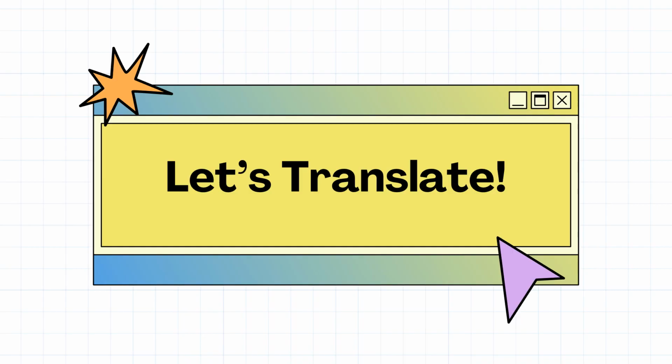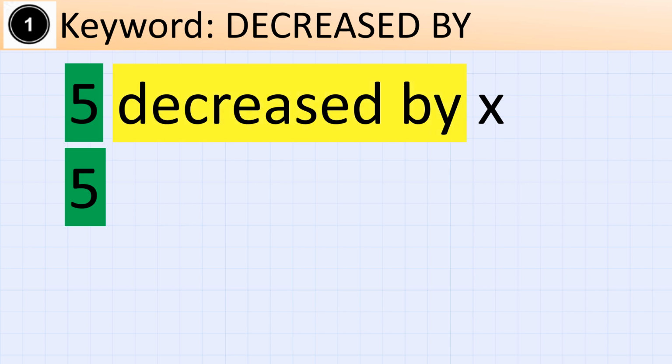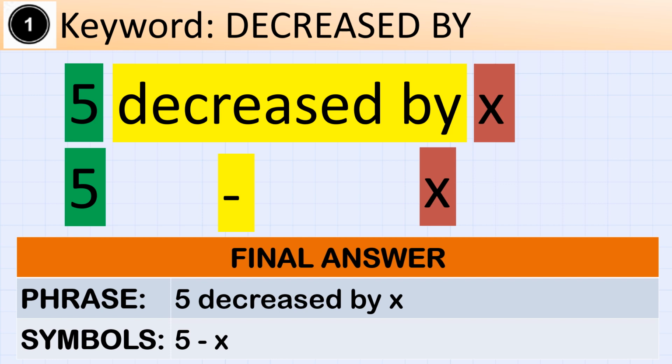Now let's translate mathematical phrases to symbols and vice versa involving subtraction operation. The first keyword is decreased by. Let's use this keyword in a mathematical phrase. Example, 5 decreased by x. To translate this in symbols, we copy 5 and decreased by indicates subtraction, so we use the minus sign. And we copy x. So 5 decreased by x is translated to 5 minus x. And that is our final answer.